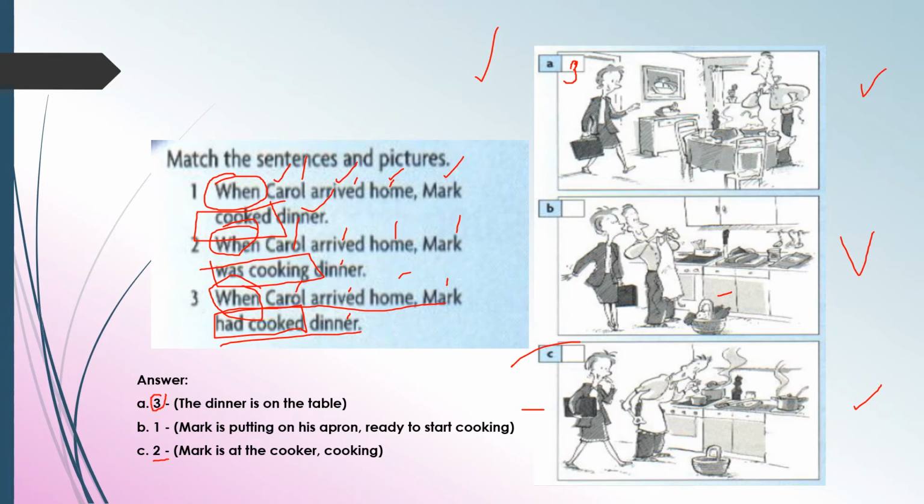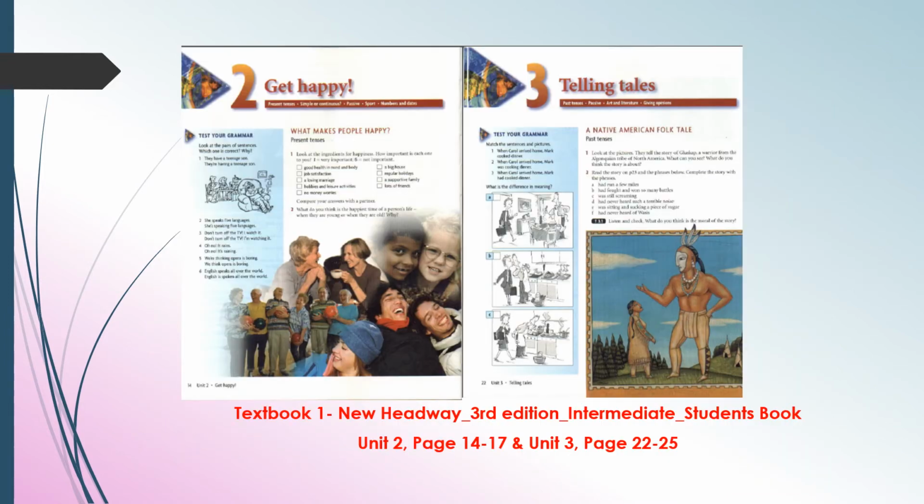So do you have anything to analyze? Yes, we do. But first, I would like to show you the present form. That's the basic. And how will I show that? I will show that through two different chapters. Chapter number 1, to get happy, and chapter number 3, telling tales.